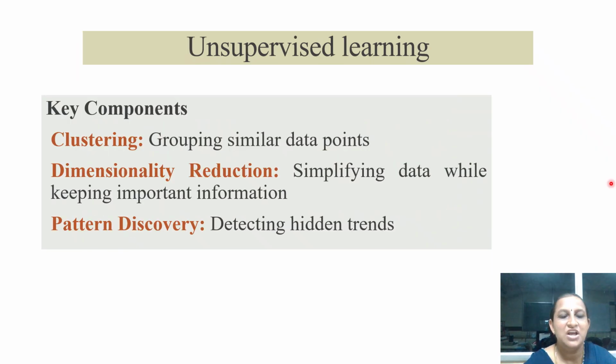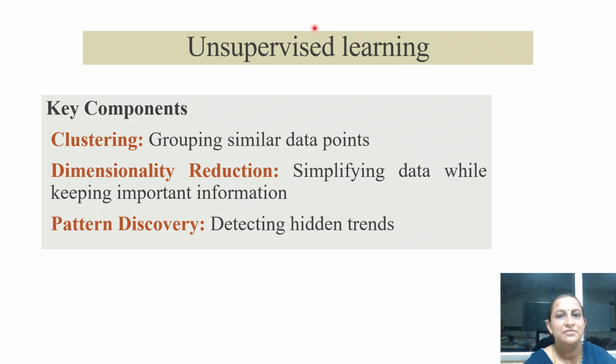Next, we'll see what the key components are. In unsupervised learning, the model works with unlabeled data. So in order to understand and analyze this type of data, it mainly uses key functions such as clustering, dimensionality reduction, and pattern discovery. Clustering means grouping similar data points together based on their characteristics. Example, grouping buildings with similar damage conditions.